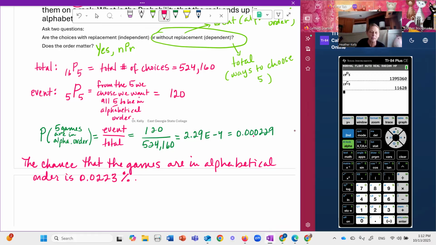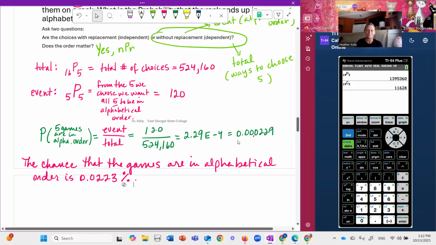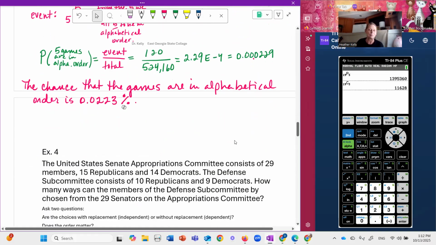Remember that is tenths, hundredths, thousandths, 10,000. So it's 229 hundred thousandths of a chance. We're talking about 100,000th of a chance. So if you ever have that happen, there's something special. Anyway, okay.